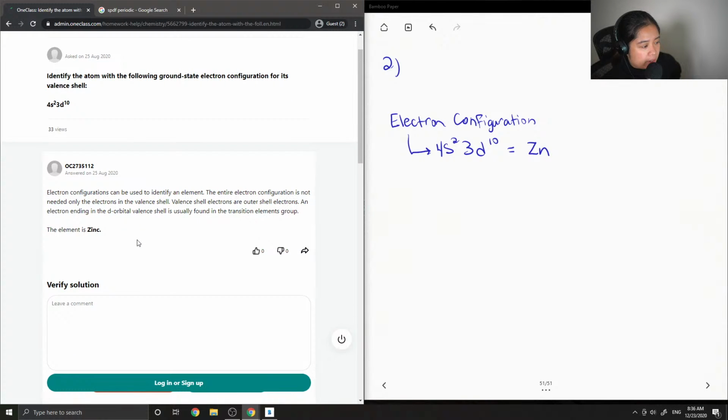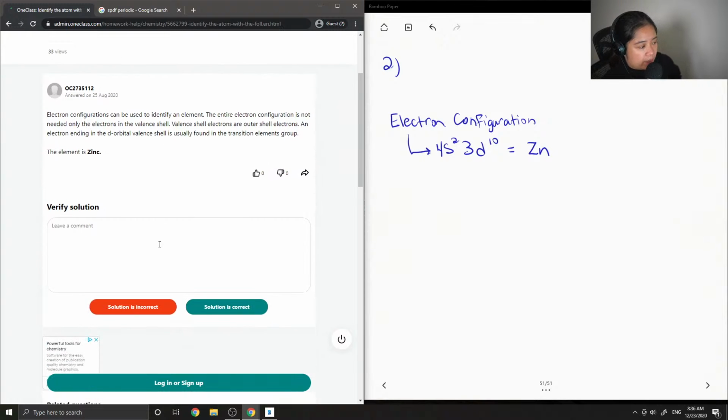And the junior tutor said electron configurations can be used to identify an element. The entire electron configuration is not needed, only the electrons in the valence shell. Valence shell electrons are outer shell electrons. An electron ending in the d orbital valence shell is usually found in the transition elements group. The element is zinc. So this solution is correct.